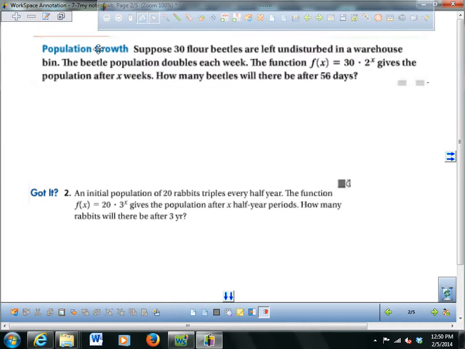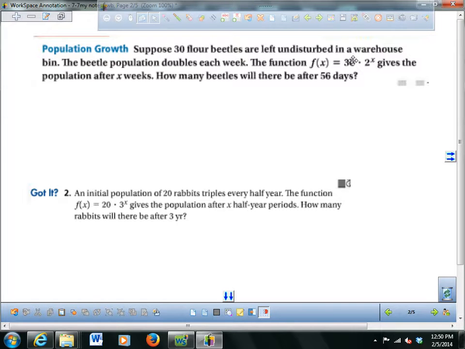Okay? For instance, suppose there are 30 flower beetles left undisturbed in a warehouse. The beetle population doubles each week. And the function f of x equals 30 times 2 to the x gives the population after x weeks. How many beetles will there be after 56 days? So in an exponential function, unlike in a linear function, the variable is up here. Okay? So they want to know how many beetles will be there after 56 days. And this is the initial amount right here.